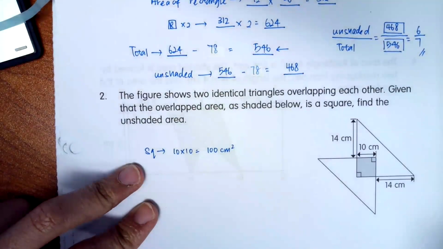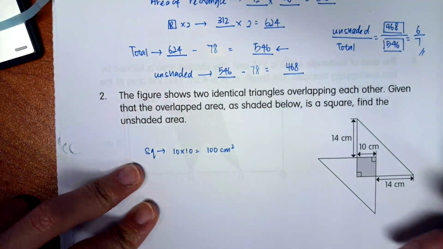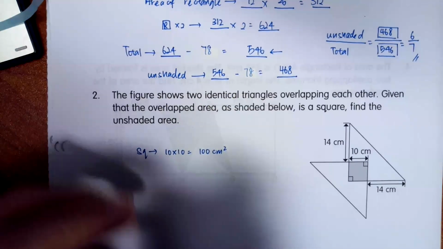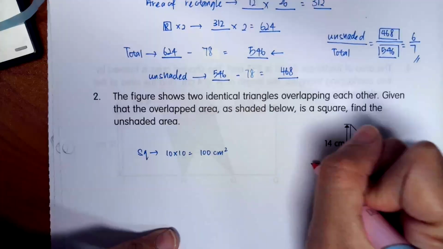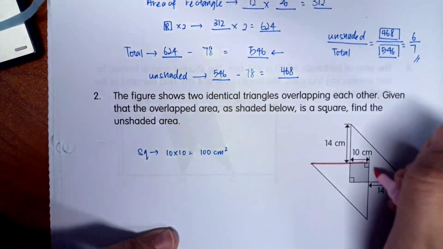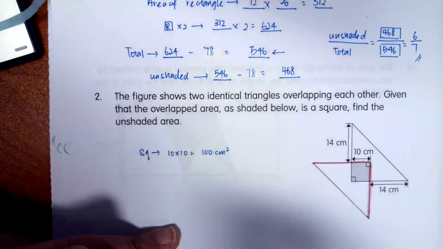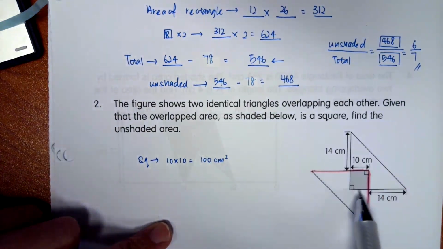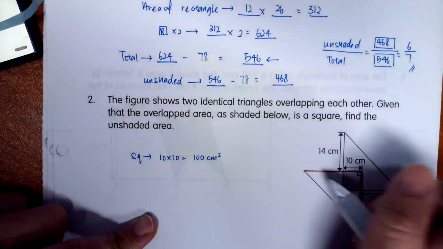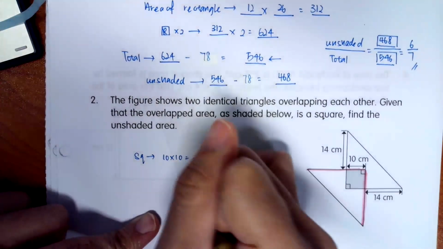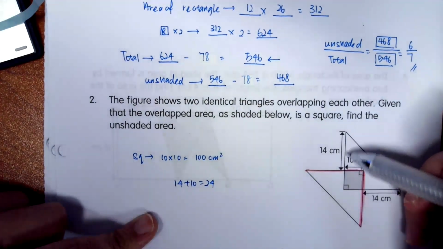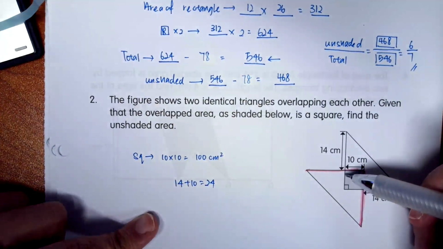Okay, and then my triangle would be, to find the length, the base and height of the triangle, it's actually this whole line here and this whole line here. Okay, so this line here would be your 14 plus your 10. Okay, so 14 plus 10, that will be 24. So this side is also 14 plus 10 because this is also 10 as well, as it is a square.